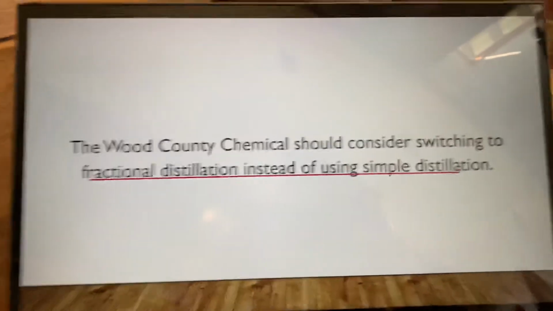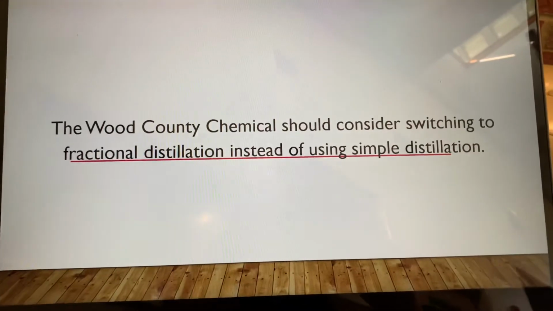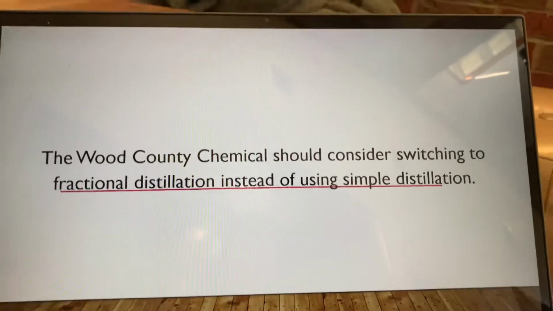Alright, today I'm going to discuss why the Wood County Chemical Company should consider switching to fractional distillation instead of using simple distillation.